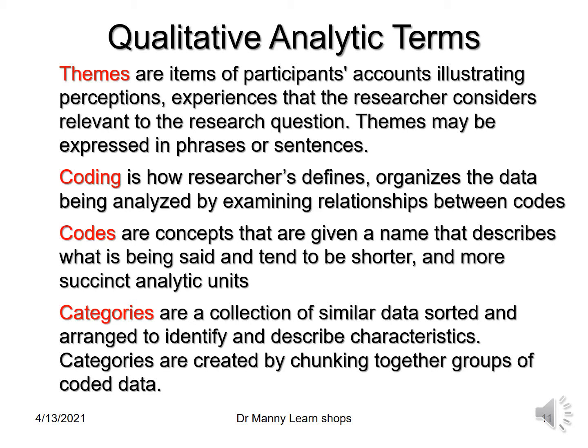Then we group. Categories are collections of similar data sorted and arranged to identify and describe characteristics. And these categories are created by chunking, which means putting together groups of collected data. We'll look at these in a little more detail as we go through.